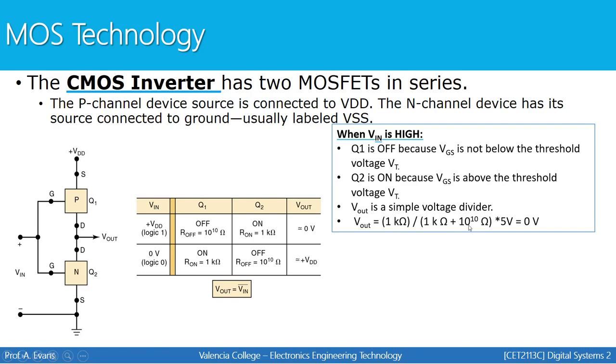If I complete that voltage divider, I'm going to get a voltage that's next to nothing, showing that if I put in an input voltage of high, I get an output voltage of low.